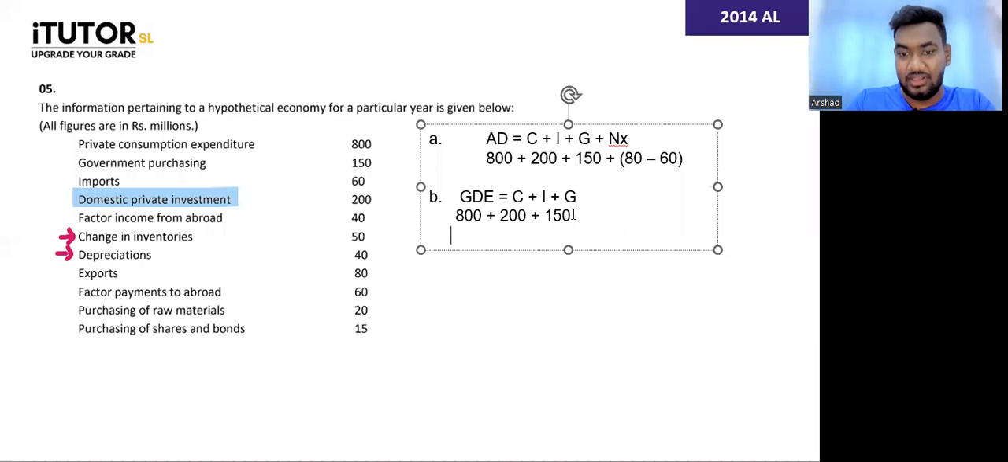So how much is our value then? GDE is equal to 1150. In case whatever I'm explaining is a little different from your past paper answer, let me know, because these are a little old terms. So in case there is a difference, just let me know.